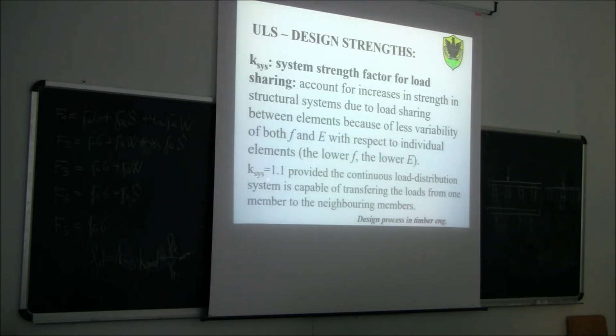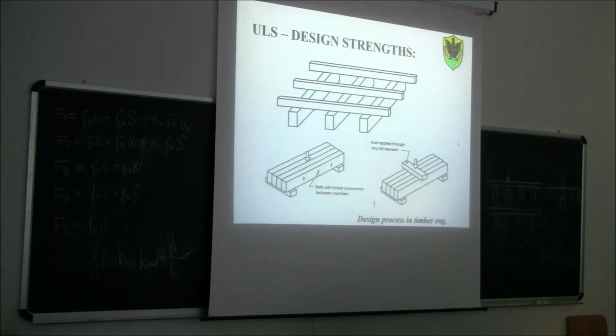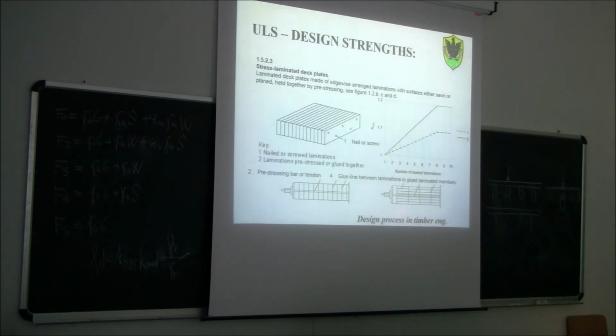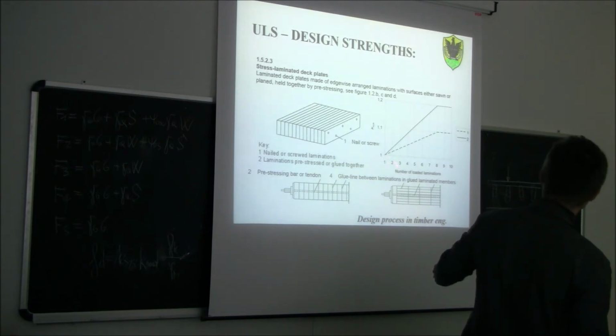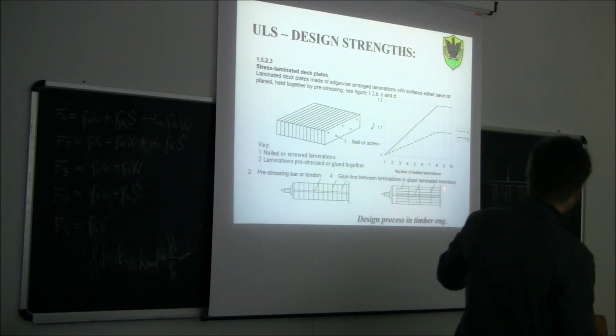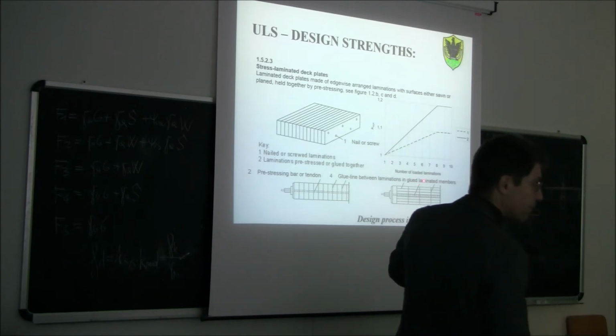How big is k-system? Usually you see 1.1, provided a continuous load distribution system is capable of transferring the load from one member to the neighboring members. So 1.2, up to 1.1. Sorry, 1.1. These are some examples, both with timber connectors and load characteristic elements. And you can see here, this is a table taken from the Eurocode, a plot providing a k-system factor depending on the number of loaded laminations. So if you have only one beam, the k-system is 1, so we have no system effect.